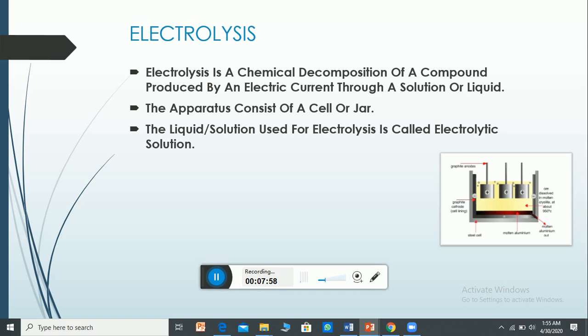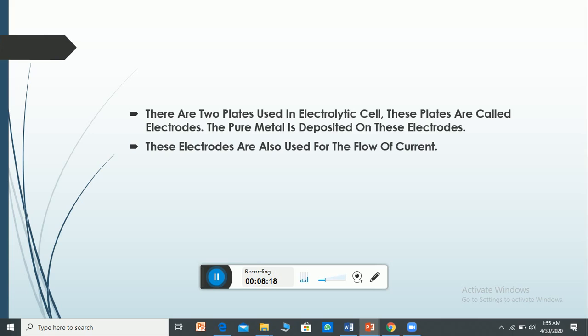And this is how we can extract aluminium through the electrolysis process. So that's the apparatus. What is the conclusion? The apparatus consists of a cell or a jar, as in the figure you know very well. The liquid or solution which is used for electrolysis is called the electrolytic solution. As I told you, there are two plates, one positive and another negative, used in the electrolytic cell. These plates are called electrodes. The positive electrode is called the anode, and the negative electrode is called the cathode.